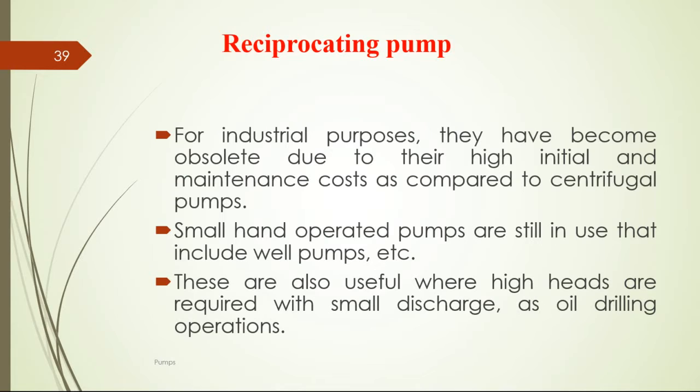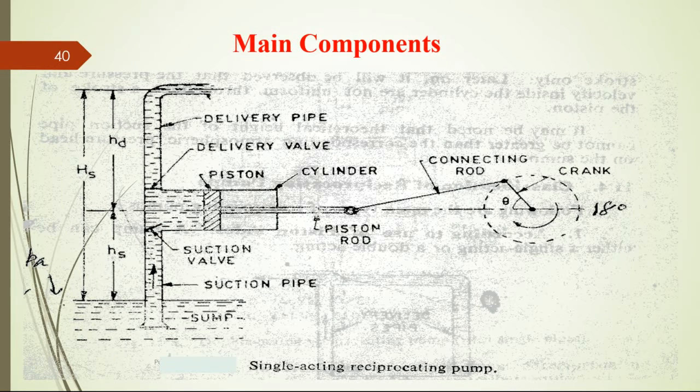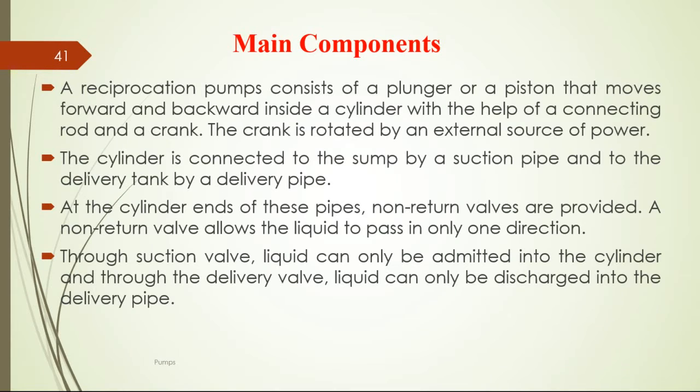These are also useful where high heads are required with small discharge, as in oil drilling operations. These are the main components of a reciprocating pump, which mainly involve the delivery pipe, delivery valve, piston, cylinder, piston rod, suction valve, and suction pipe. A reciprocating pump consists of a plunger or a piston that moves forward and backward inside a cylinder with the help of a connecting rod and a crank.